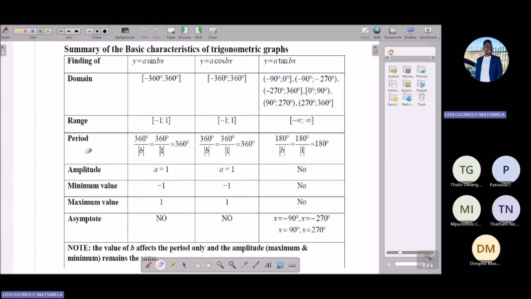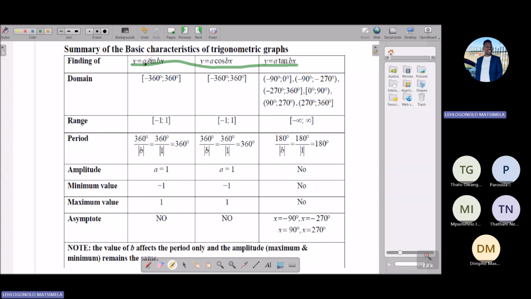Here we are: the summary of the characteristics of each and every graph. I'm breaching the order of the other lesson, but I want you to understand just one part so that we can understand one another. How do we find the period? Because we're going to use it later. So when we find the period, here we are given the standard form of a graph. It can be sine, it can be cos, it can be tan.